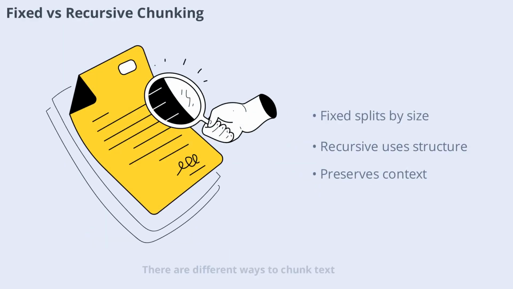There are different ways to chunk text. Fixed-size chunking splits text strictly by a set number of characters or tokens regardless of context. This can lead to awkward splits like cutting a sentence in half. Recursive character text chunking, on the other hand, uses a hierarchy of separators, paragraphs, sentences, spaces, and characters to split text more naturally. It ensures that sentences and paragraphs remain intact, preserving meaning and context. For example, a recursive chunker would keep a full paragraph together, while a fixed chunker might split it mid-sentence.